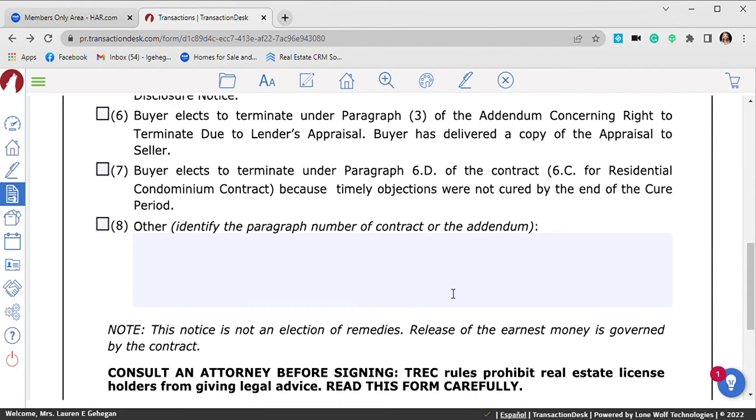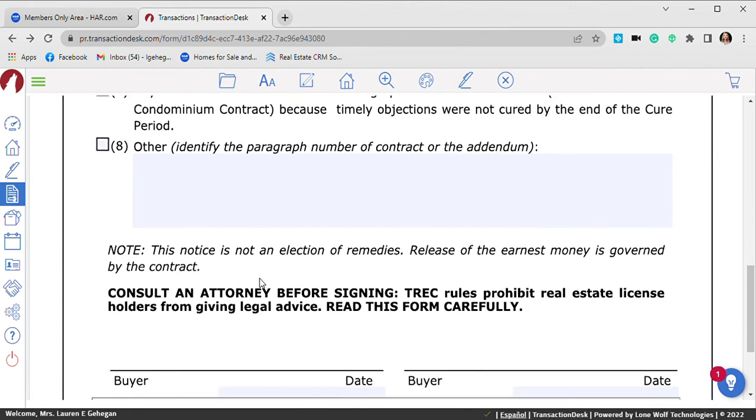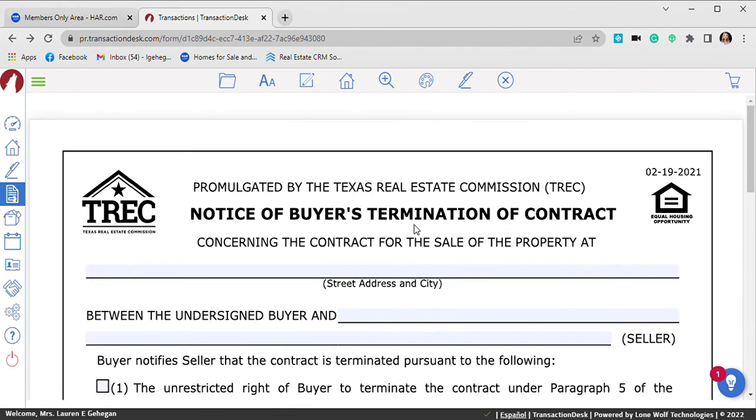And then anything other here that you want to put here, maybe if you have a paragraph number or an addendum or anything like that. So then you'll have the buyers sign here and send it over to the sellers to see that the buyer has terminated. And that is it. If you guys have any questions, please reach out.